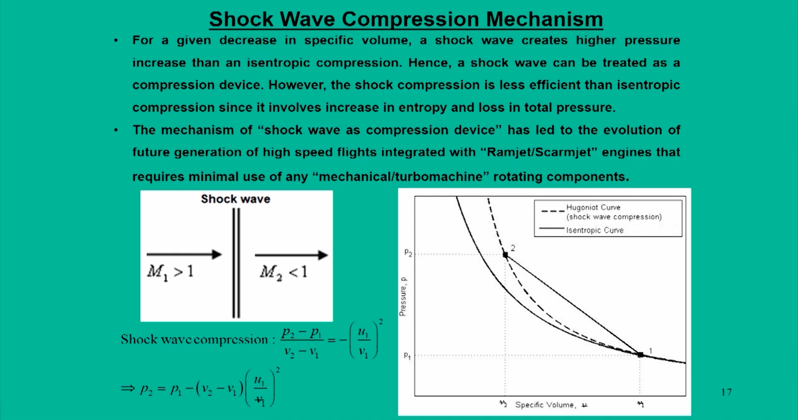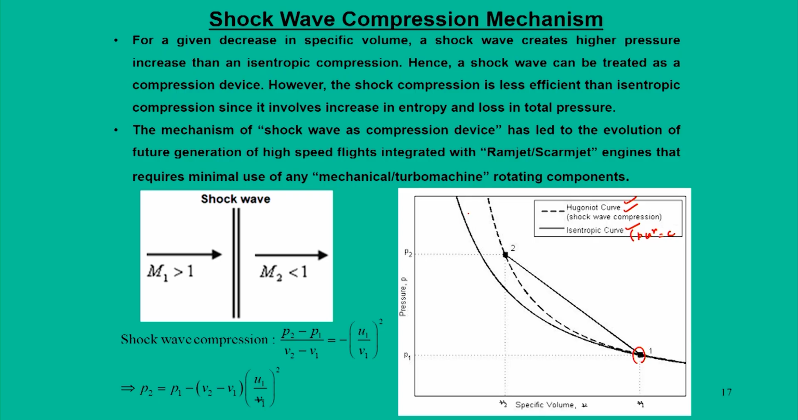So, now we are going to superimpose the Hugoniot curve, which is a shock wave based compression, with an isentropic curve which is governed by P v to the power gamma is equal to constant. So, what we see is that for a given initial condition for both the curves, let us say we take P v to the power gamma is equal to constant for an isentropic curve.